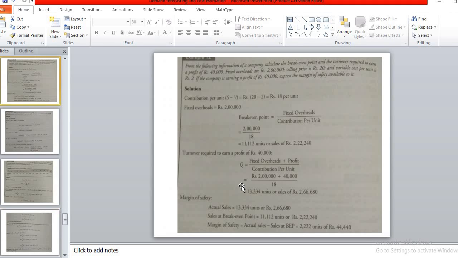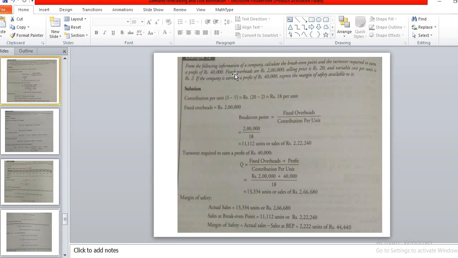So another example, they asked to find out the margin of safety. Previously we discussed that margin of safety is nothing but actual sale minus sale value at break-even point. So in this example they asked to find out the margin of safety.